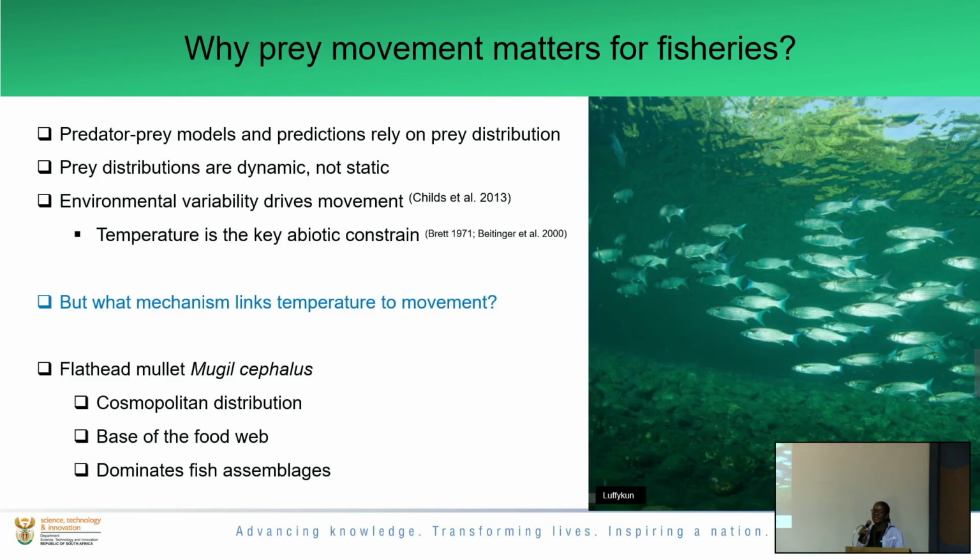The reason flathead was chosen as an example here is because of its global distribution and being at the base of the food web, just like most mullets, and also it dominates a lot of fish assemblages in the coastline of South Africa.